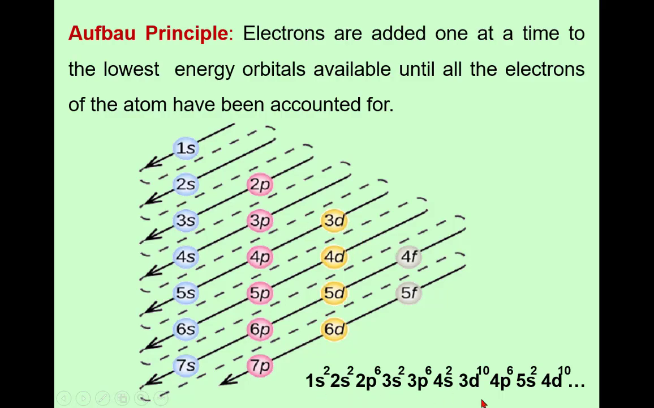For example, if we have made a representation according to this path, you may see here 1s2, 2s2, 2p6, and then from 2p it goes to 3s2, and then again goes back to 3p6, and then again goes back to 4s2, and then 3d10. This is the maximum filled electron.